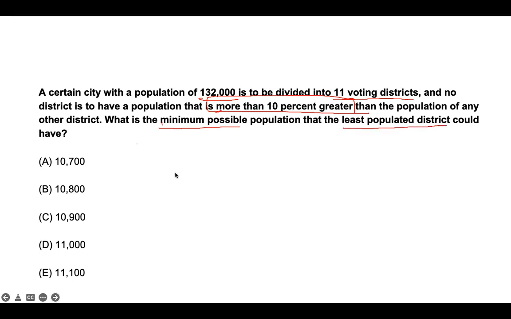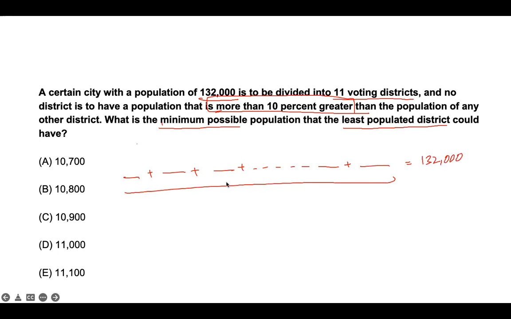So in this question, we have 11 districts, and the sum of population in all of these equals 132,000. And the question says, consider this as the least, and we need to minimize this.